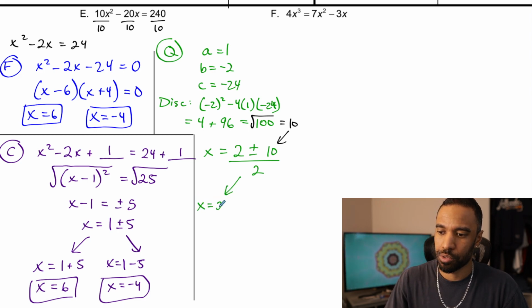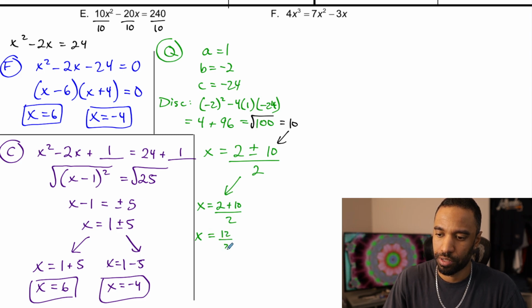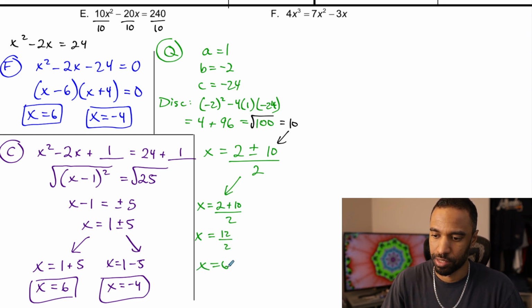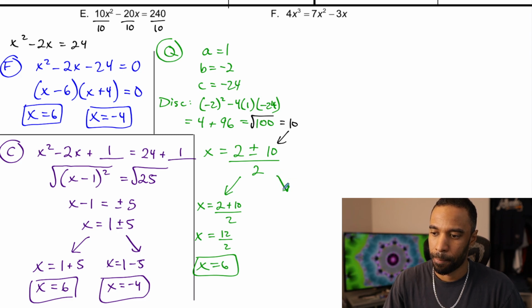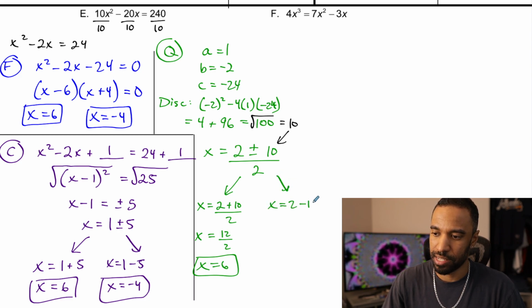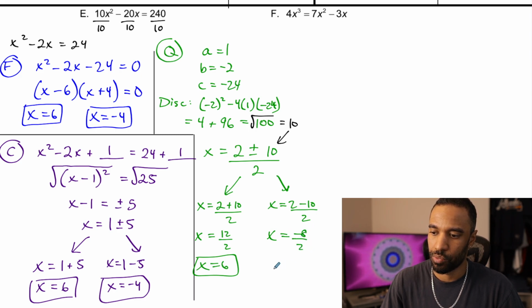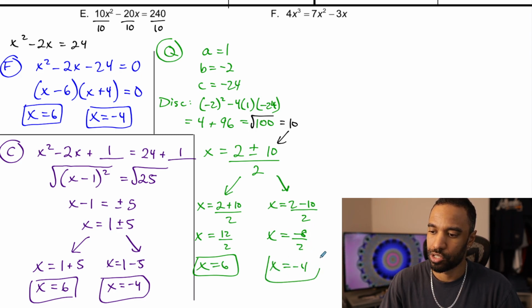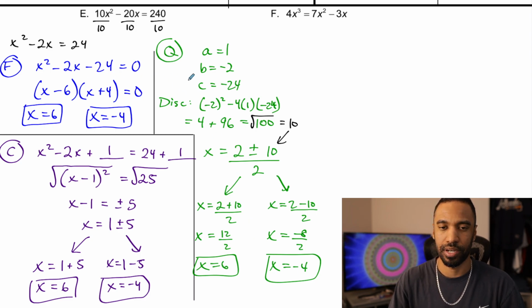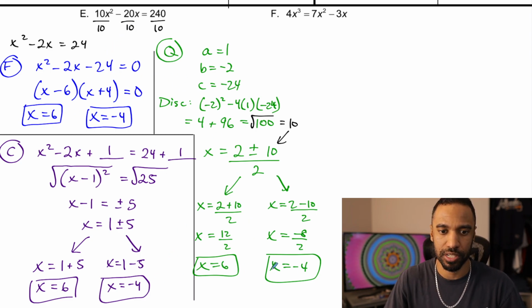So x either equals 2 plus 10 over 2, which is 12 over 2, which is 6, or x equals 2 minus 10 over 2, which is negative 8 over 2, which is negative 4. So again, same answer all three different ways: 6 and negative 4.